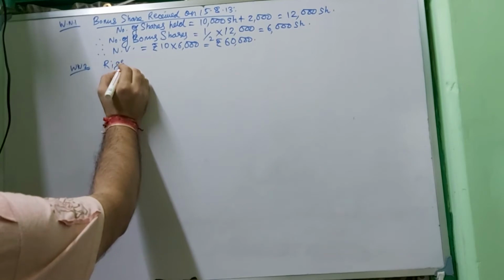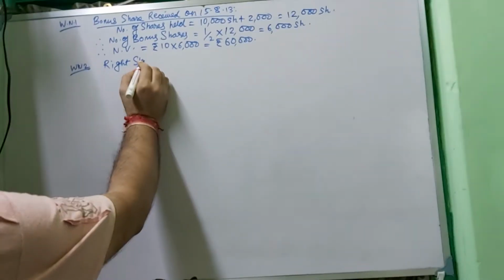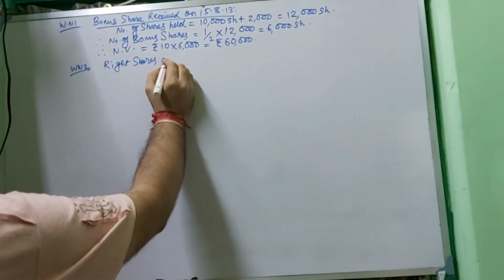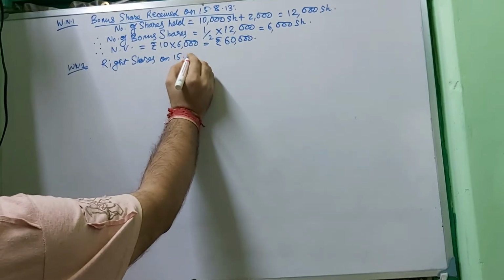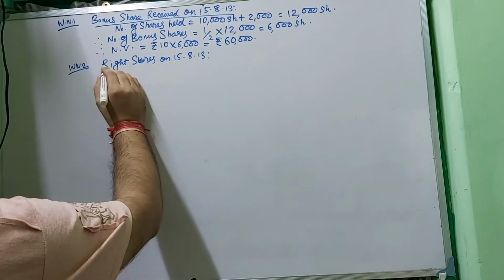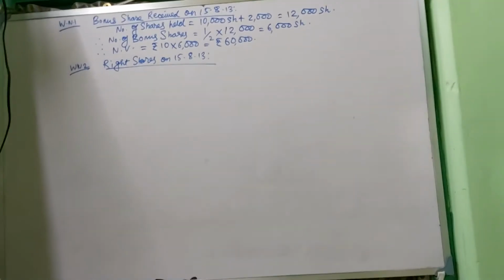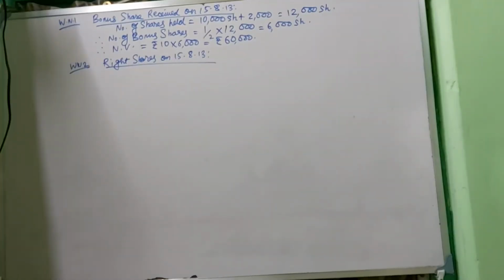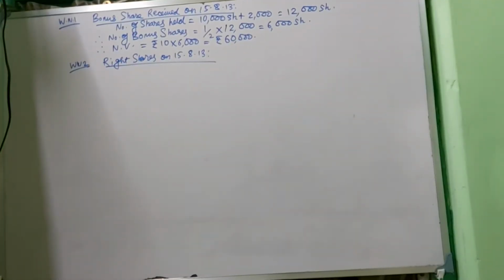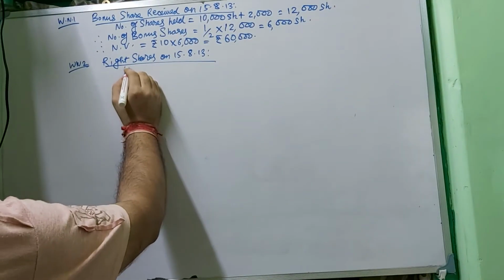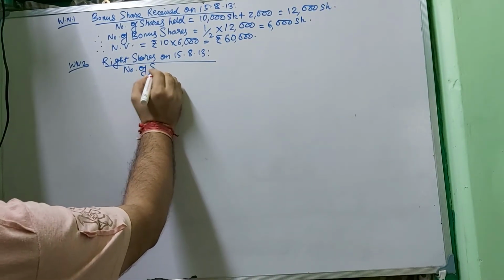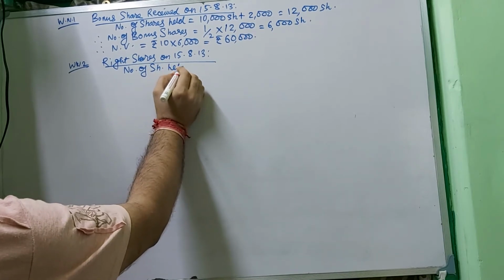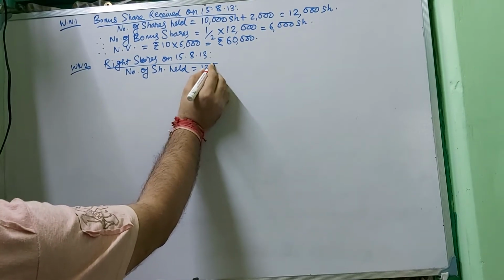Again, on 15th of 8, right shares have been issued, which is working note 2: right shares on 15/8/13. Number of right shares: the number of shares held is, obviously, 12,000.